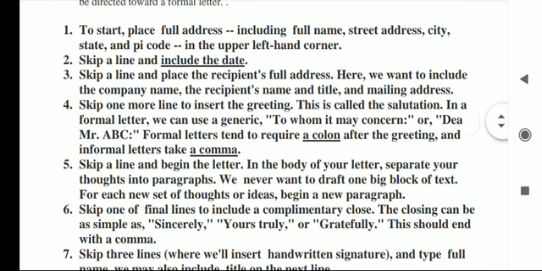Now the fourth step is skip one more line to insert the greeting. This is called the salutation. In a formal letter, we can use a generic, that is to whom it may concern, or dear Mr. ABC. Formal letters tend to require a colon after the greeting, and informal letters take a comma.